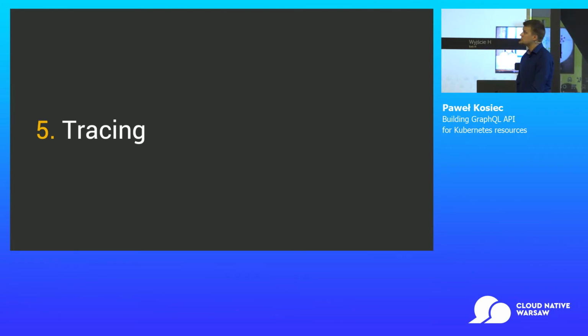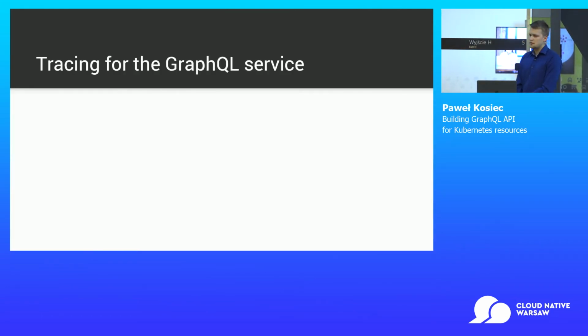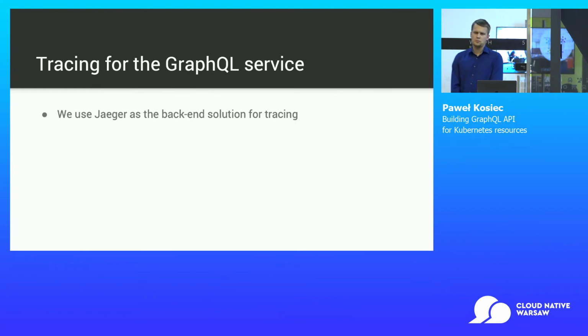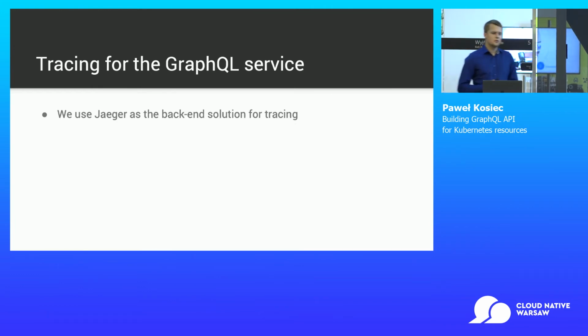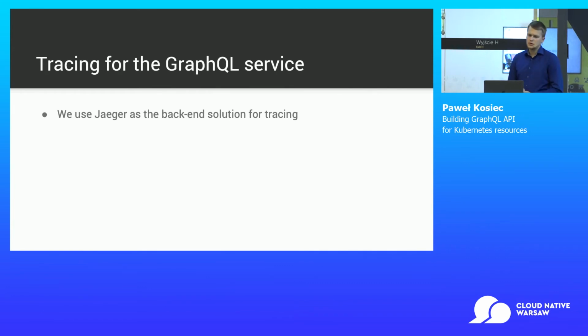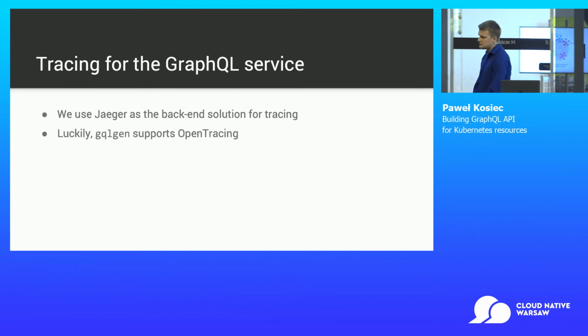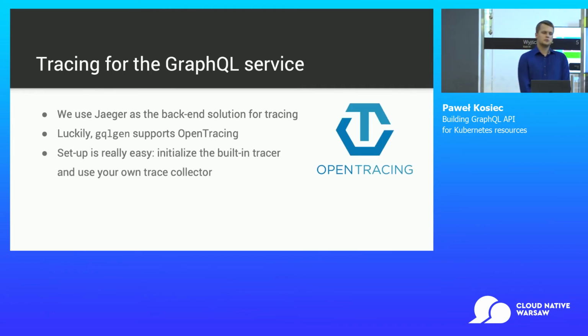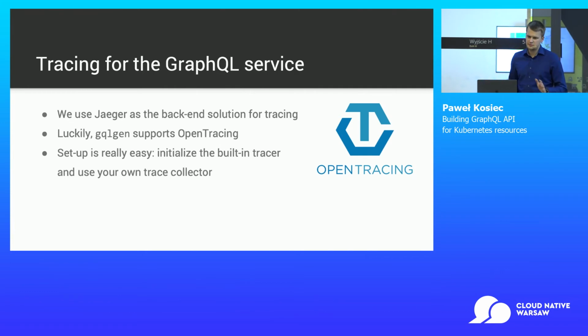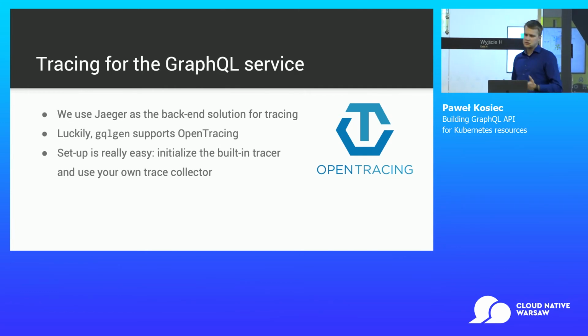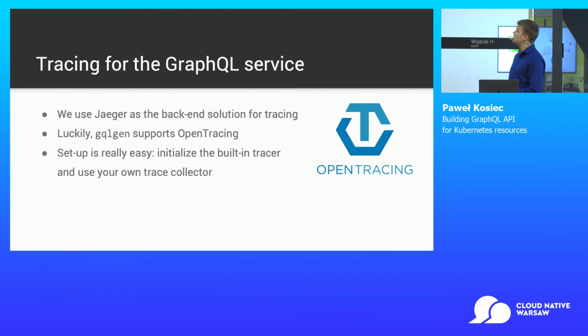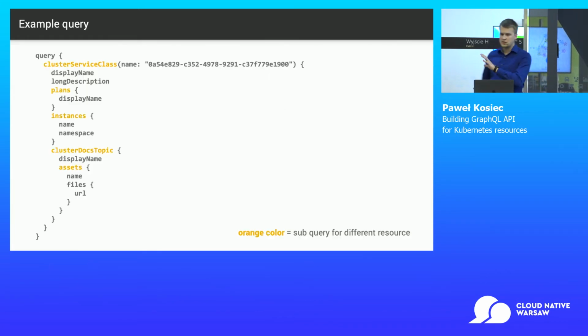Now it's time to move to tracing. To give you some context, we are using Jaeger as a backend solution for tracing, and GQLGen supports OpenTracing, so the whole setup was very easy. We needed to initialize the built-in tracer, and we needed to use our own trace collector, and that's it.